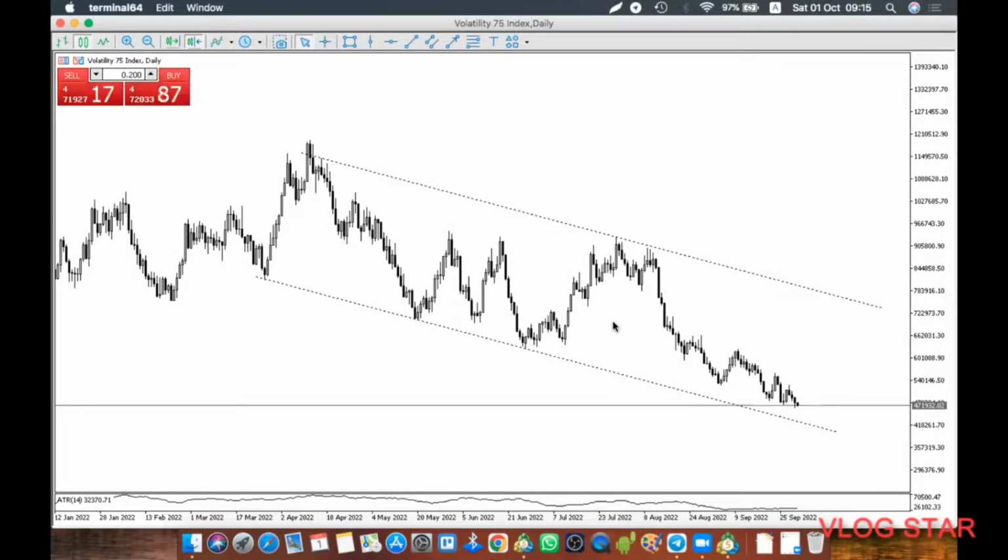So now what we're going to look at is structure. What is the market doing in this downtrend? It's structure. So I'm going to take the current market conditions. Let me see here. Can I find it?